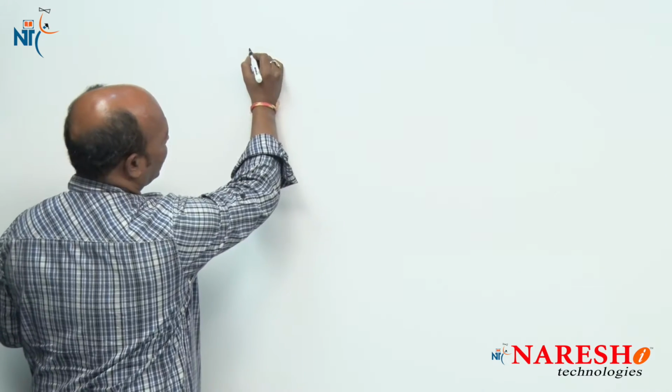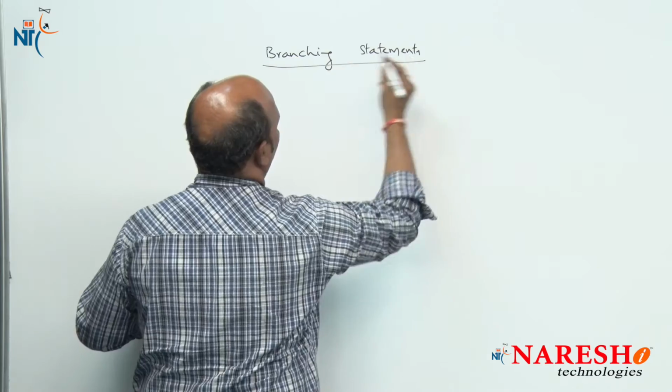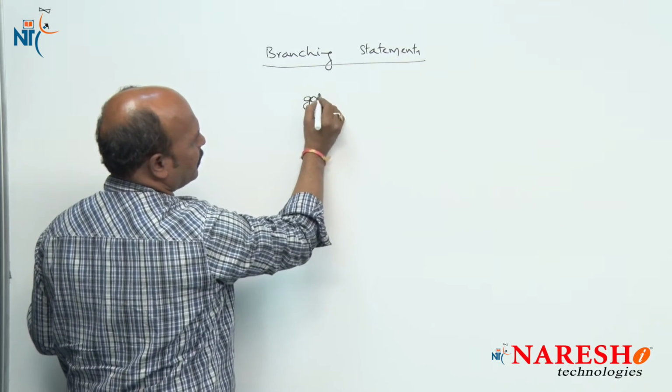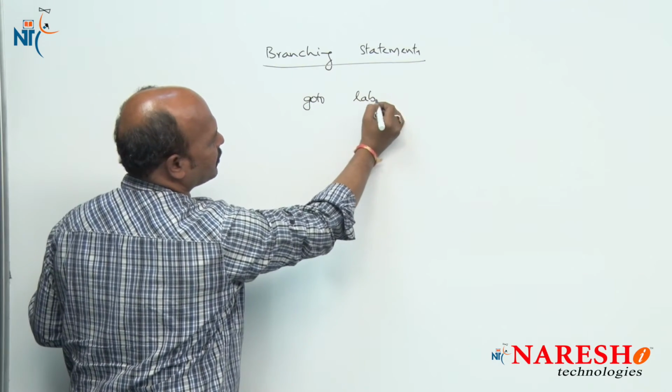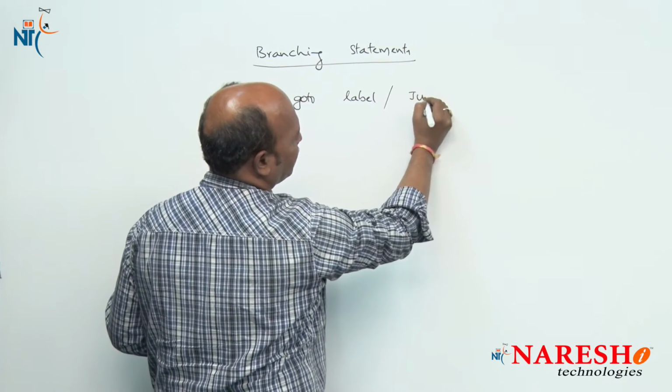Under branching statements generally we are using goto label, break, continue, return, exit. Okay. Under branching statements, the first one is goto label, which is also called a jumping statement.